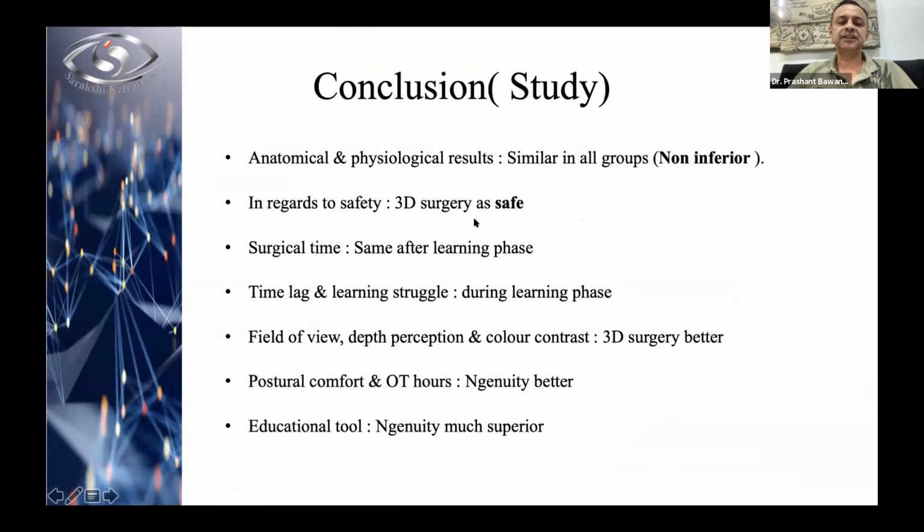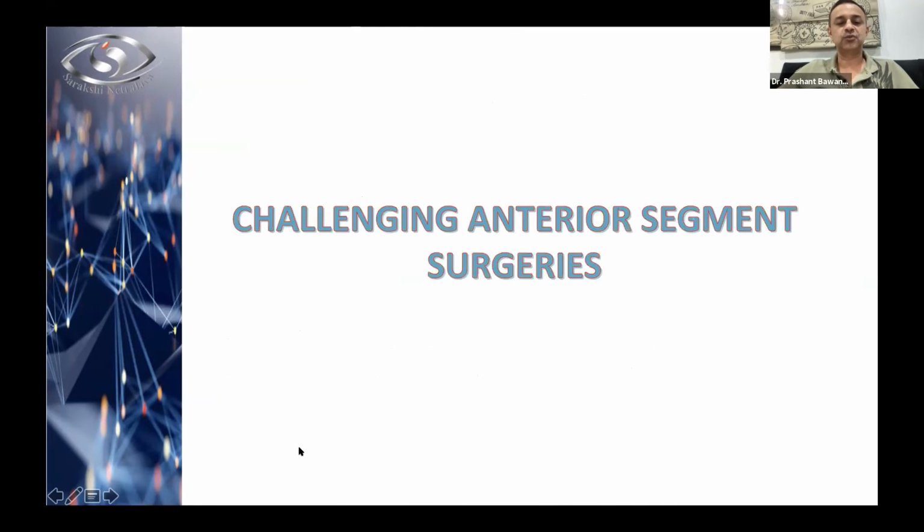In regards to safety, it is definitely as safe as microscope. Surgical time is definitely more during the learning phase. Time lag and learning struggle is more appreciated only during the learning phase. Field of view, depth of perception, and color contrast are definitely better perceived by a surgeon in 3D surgery, besides postural comfort and its use as an educational tool.